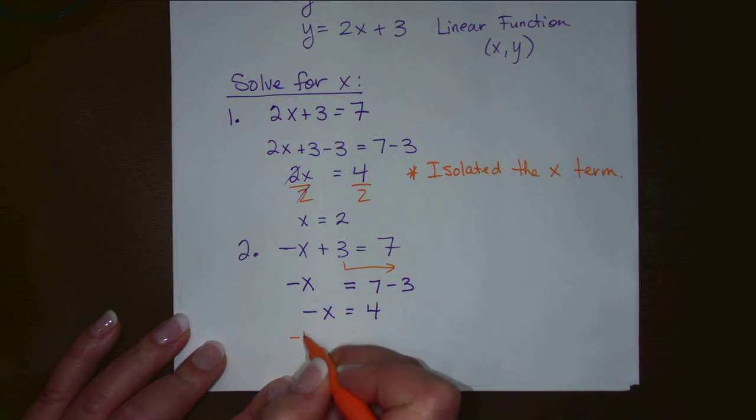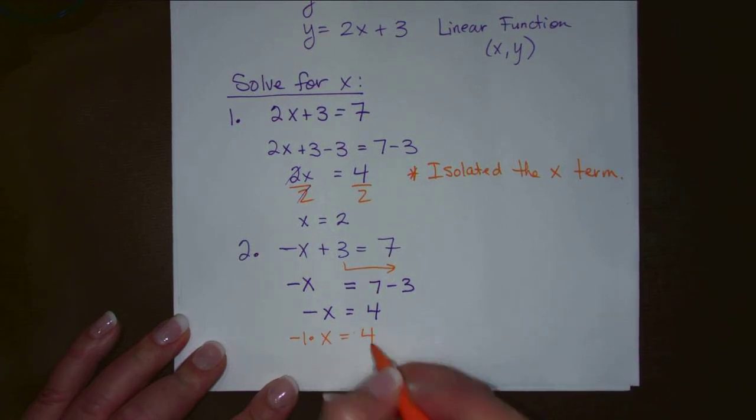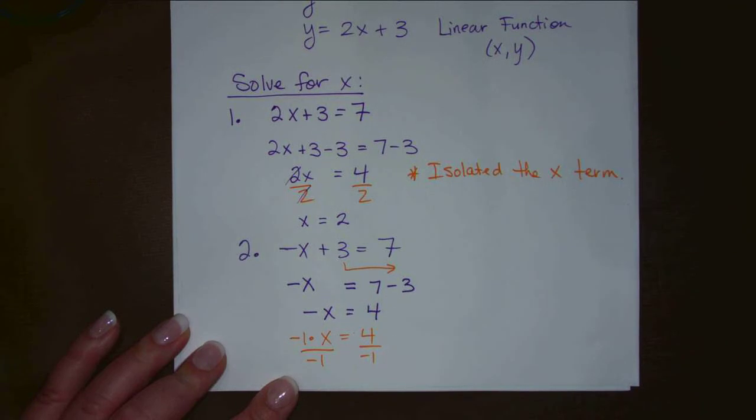This is minus 1 times x equals 4. So we could divide both sides by minus 1. Does that make sense? Remember, that minus is not attached to the x. It's just a minus 1 in front. These would cancel, and we get x is minus 4. So that's one option.